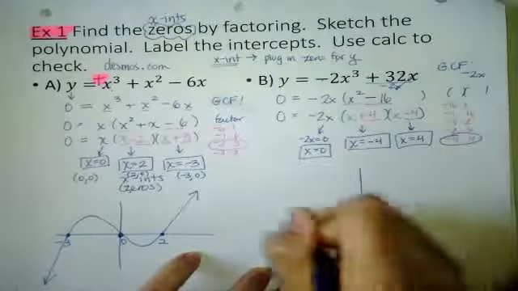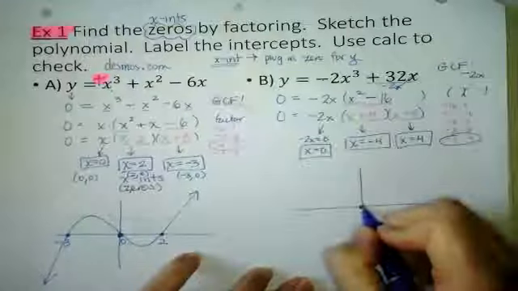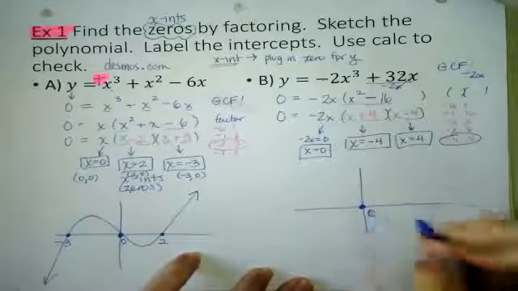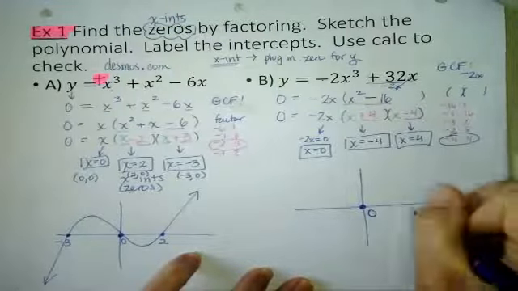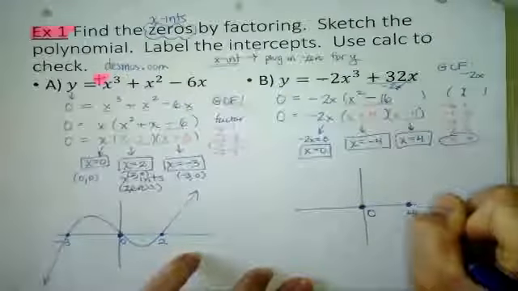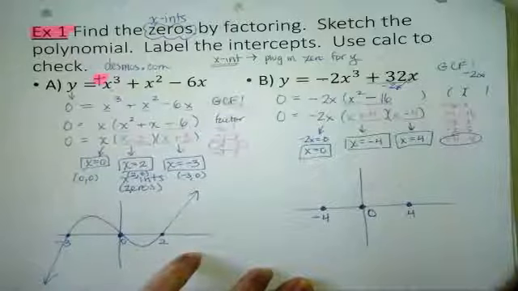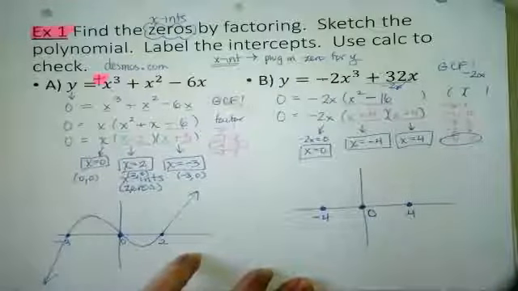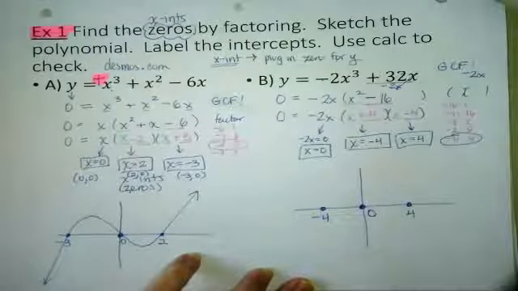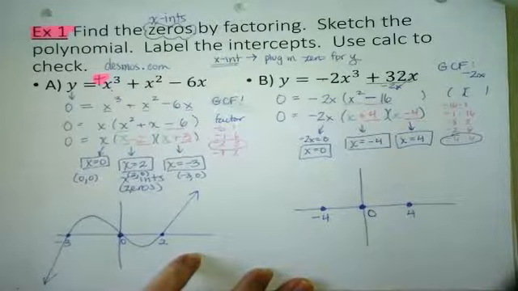We're going to go ahead and plot them, and all you have to do is label it. You don't have to make a whole lot of tick marks. If you plot a point and label it 4, and you plot a point and label it negative 4, that's it. It is labeled. That's what it is, without a doubt.